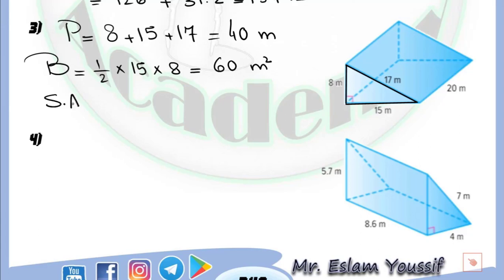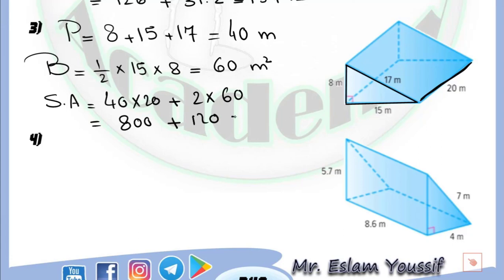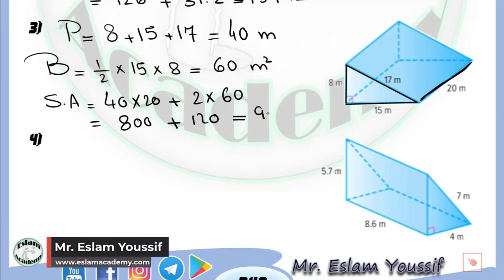Now we need to find the surface area. As we said before, the surface area is equal to the perimeter of the base, which is 40, multiplied by the height, which is the line segment joining the two parallel bases, plus 2 times the area of the base, which is 60. Now 40 multiplied by 20 equals 800, plus 2 times 60, which is 120. By adding the two numbers, you will find that the answer is 920 squared units.